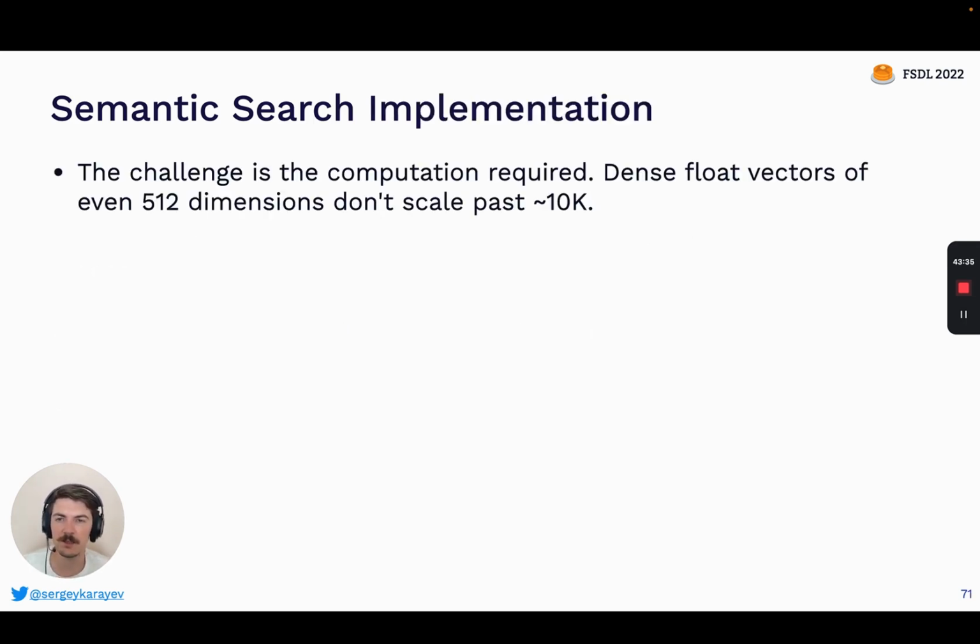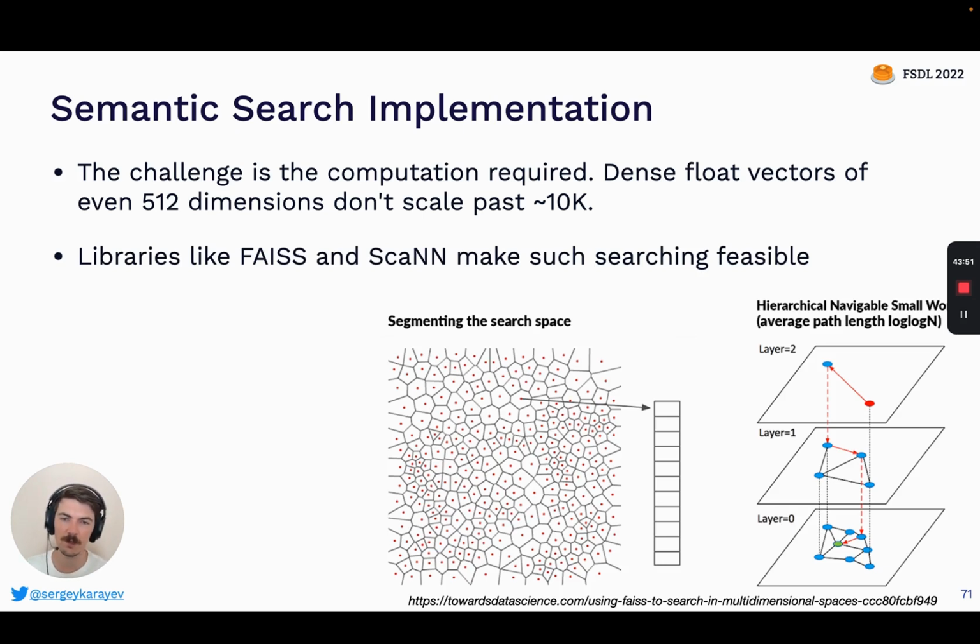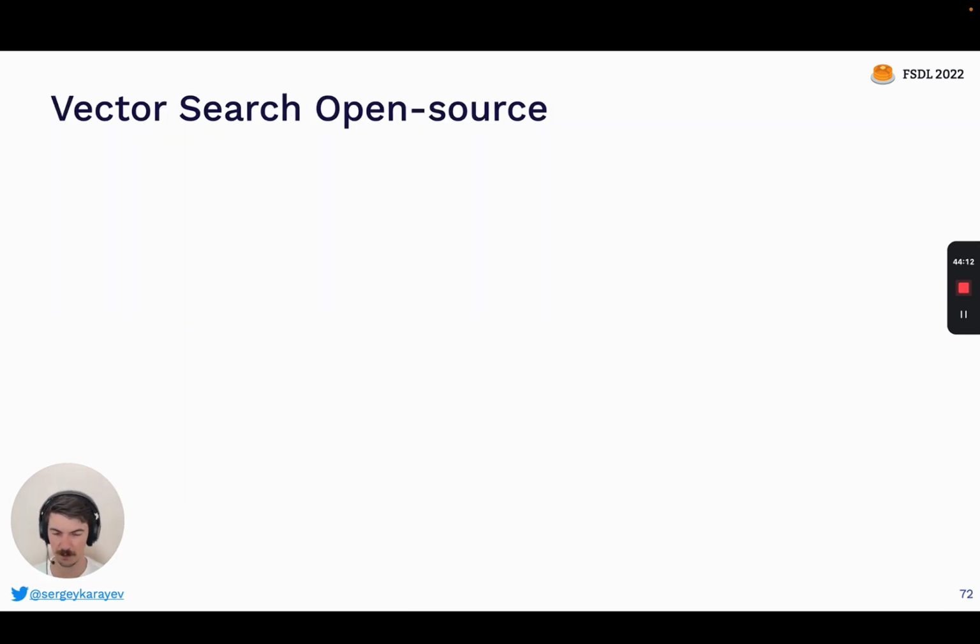Now, implementing it is challenging because it's a lot of computation. So dense float vectors, even if it's 500 dimensions or so, it's hard to make that scale past maybe 100,000. It just is too much computation to do it brute force. So they have special libraries like Faiss from Facebook or ScaNN from Google that basically partition the search space and do a bunch of tricks such that search is always super fast in this space. I recommend an article from Google if you're interested in learning more here. I'm not going to go into too much detail.